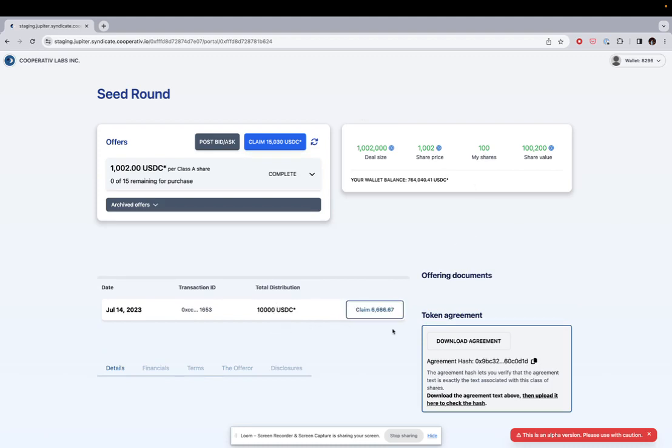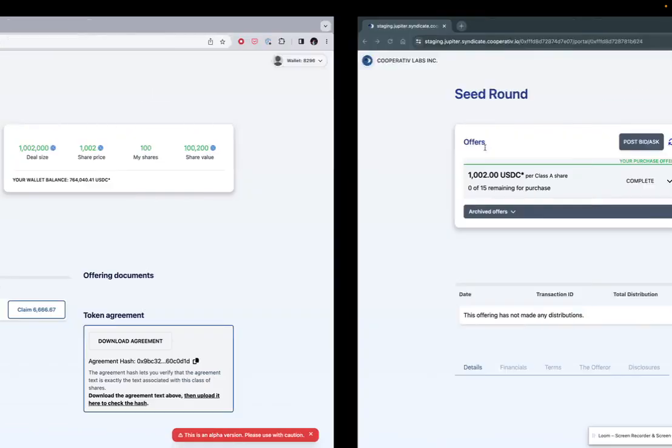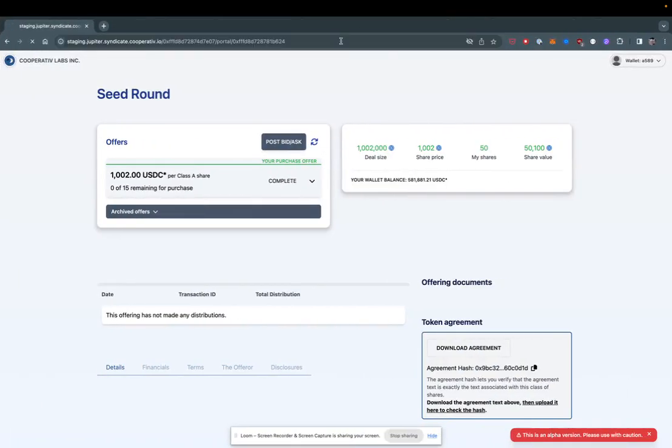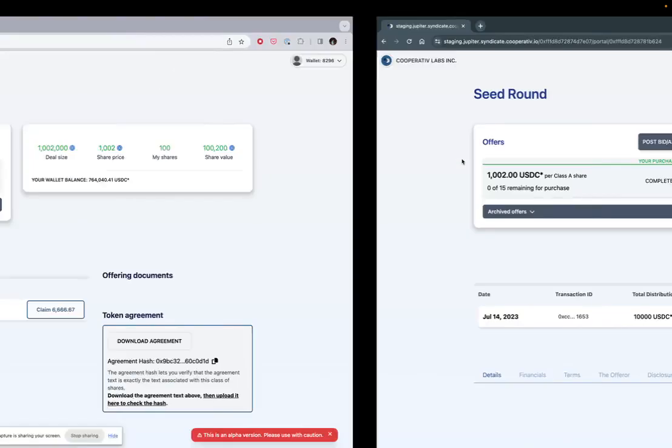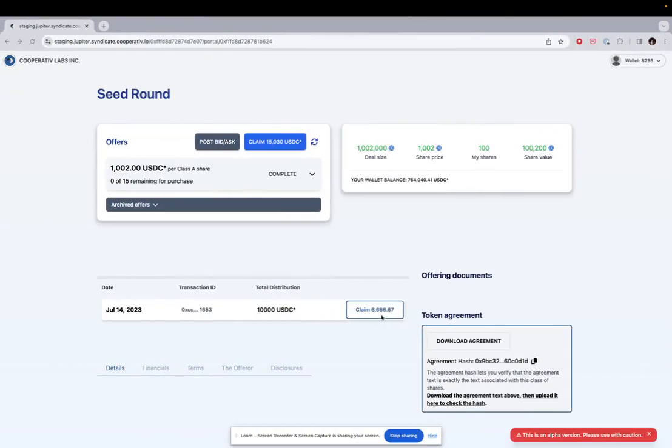Total distribution. So now because he has 1/3 of all the shares, right? Our other investor here has 50, so he has 1/3. This investor has 2/3, 66% roughly. And so he can claim the distribution. That's one. And now we've got to approve that transaction, sorry. Okay, so we've approved that. And that claim process is happening.